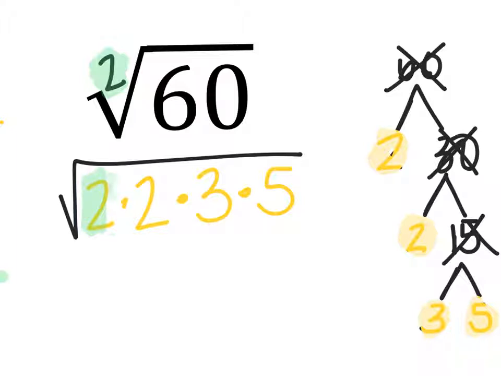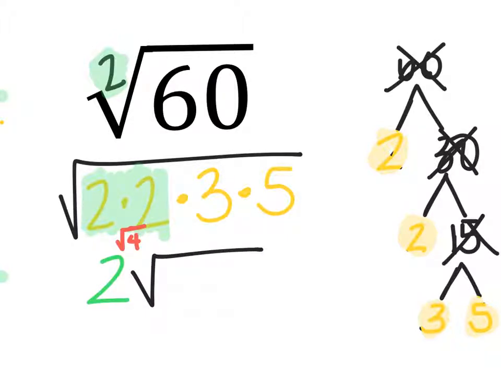Well, I have a pair of 2s, so that means that I can rewrite this as 2 on the outside. And the reason that this 2 goes on the outside is because there was a pair of 2s on the inside. So basically, you could think of this as the square root of 2 times 2 is really the square root of 4. And the square root of 4 is where that 2 comes from. And then my radical sign or my square root sign. And then 3 and 5, I can't do anything with that, so I'm just going to leave it as 15.